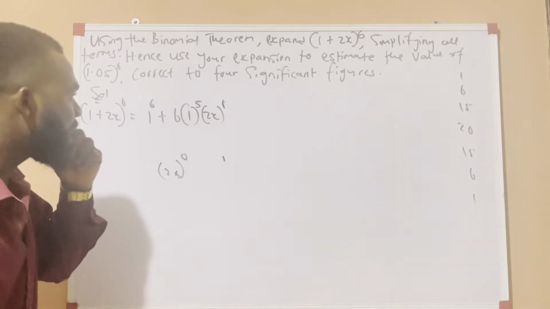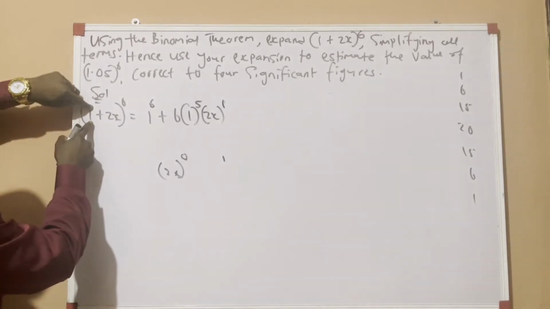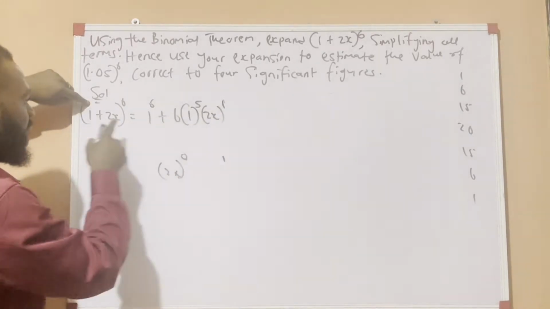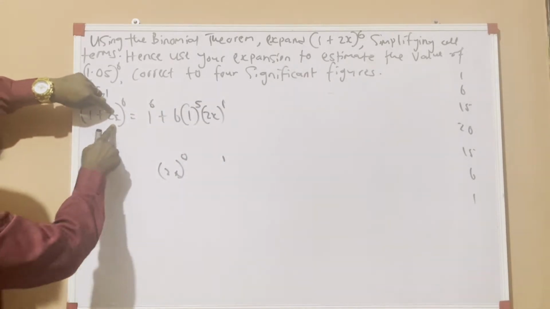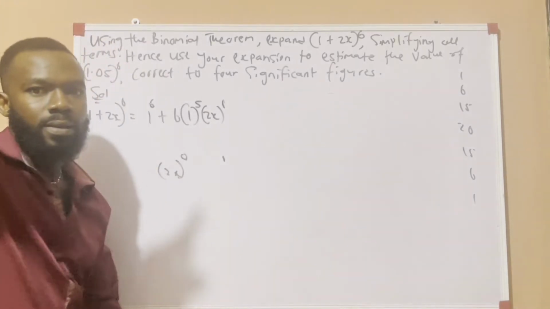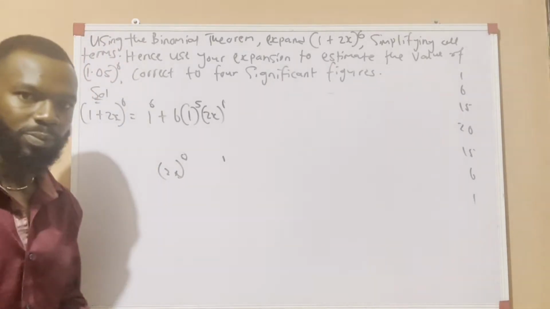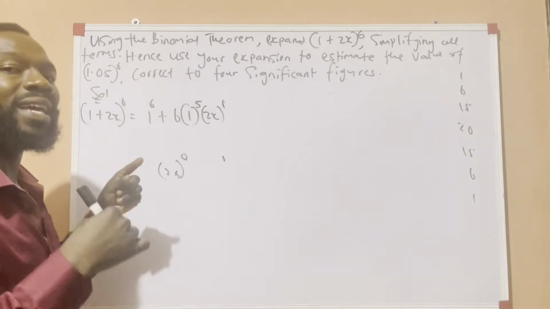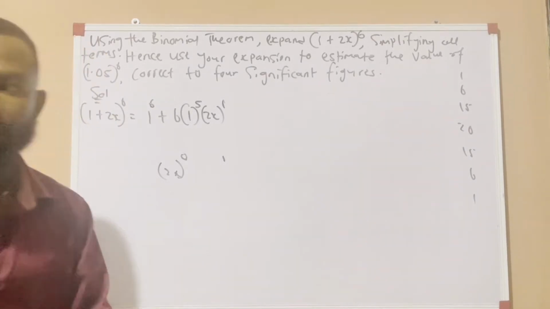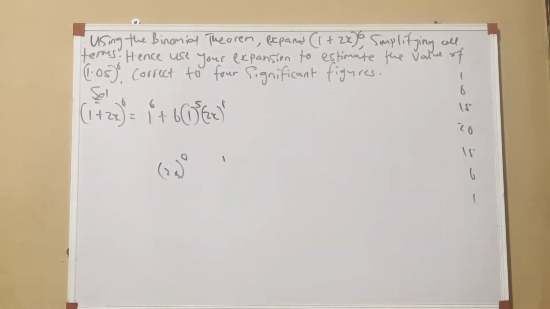Are you with me? Now this is what is happening. Here, as you are going, the power of 1 is reducing. But this second part, the power is what? Increasing. An inverse relationship. The power of 1 is reducing, and the power of 2x is increasing. Are you with me? So let's proceed. Good. Plus.